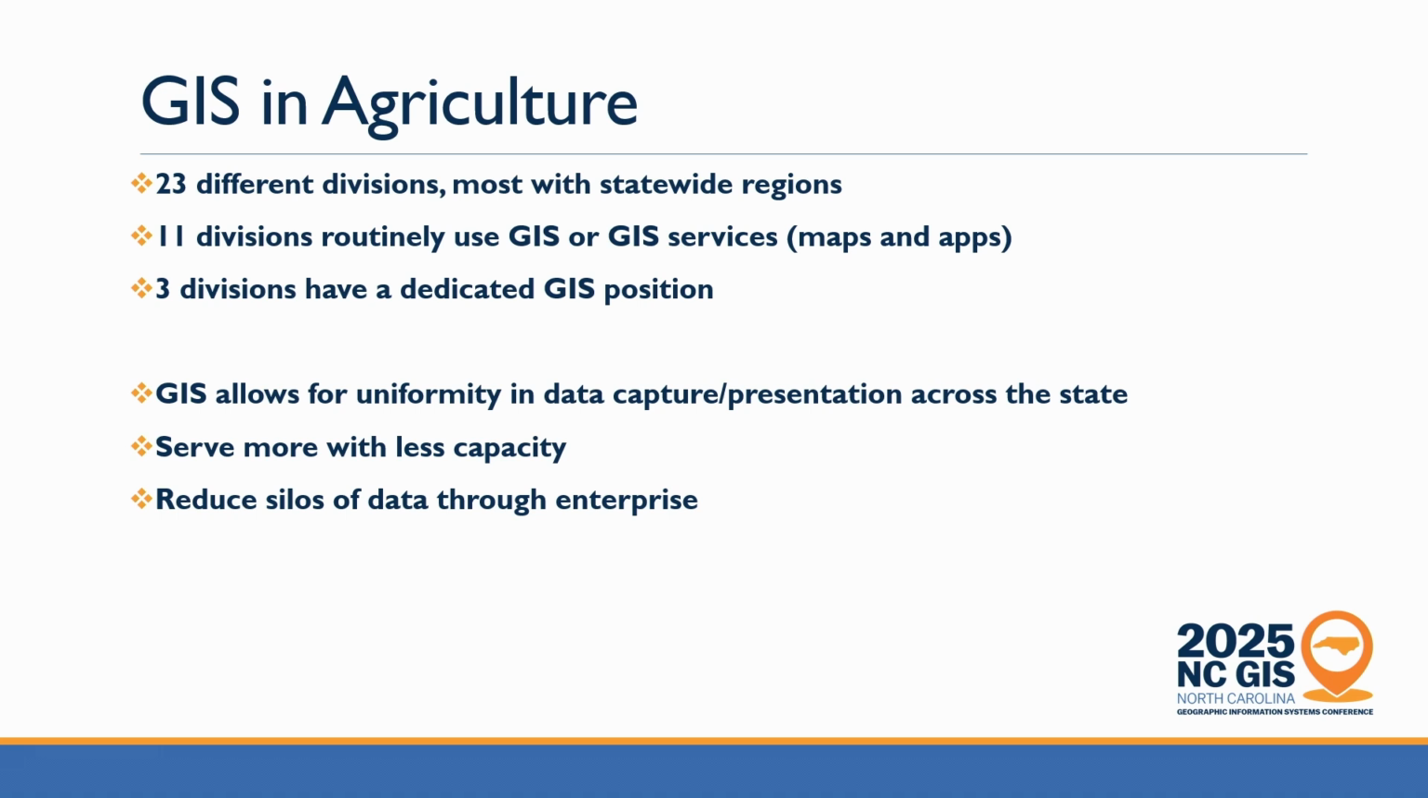In agriculture in North Carolina, we have 23 different divisions, and most of them have statewide regions or districts, and about 11 of those use GIS routinely, but only 3 of those divisions have a dedicated GIS person. So we heavily utilize GIS to have more uniformity in data whenever we capture it or present it across the state. We're able to serve more people with less capacity in that manner. And then we also reduce the silos of data through that enterprise data.